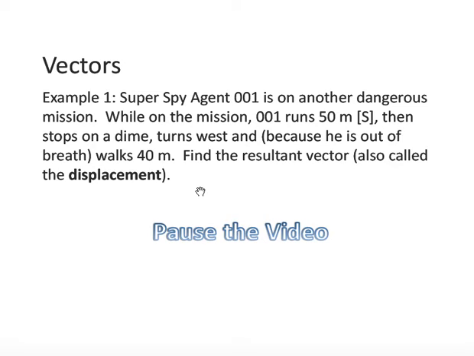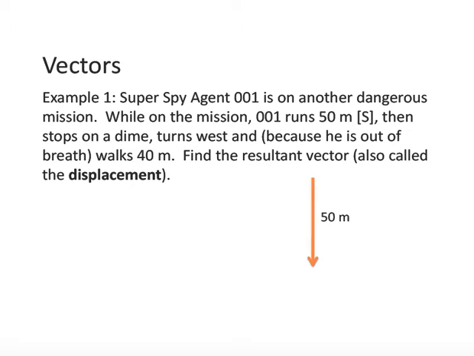All right, I hope you tried it. Here's the solution. We draw our 50-meter vector first. It's pointing south. Next, we draw our 40-meter vector, and we connect them tip to tail. Notice this 40-meter vector points west. Tip to tail. That's how we attach these vectors.